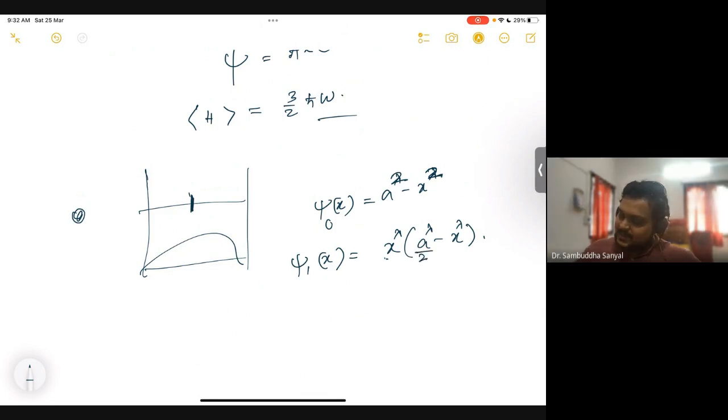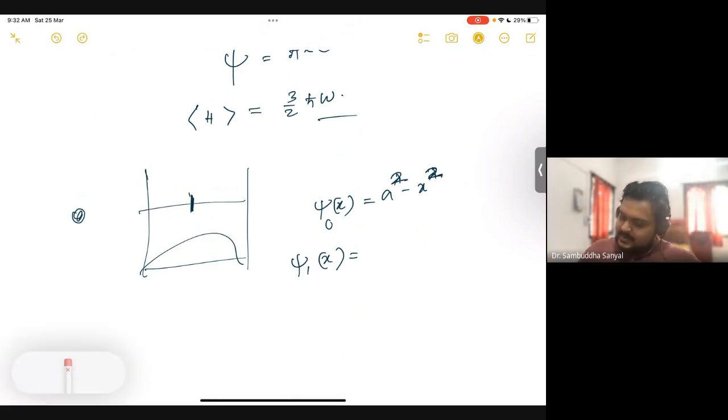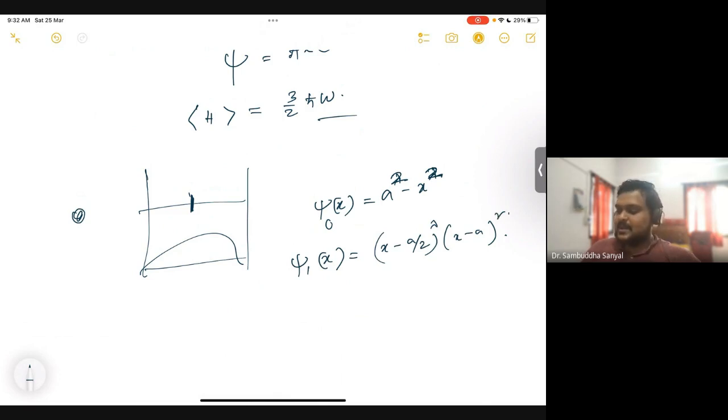You can say this thing will vanish here and at these two edges, right? So you can try to think of it like that. x minus a by 2, x minus a, something like that. And then you can put some power, lambda, gamma, something like this. So these sort of things you can do.